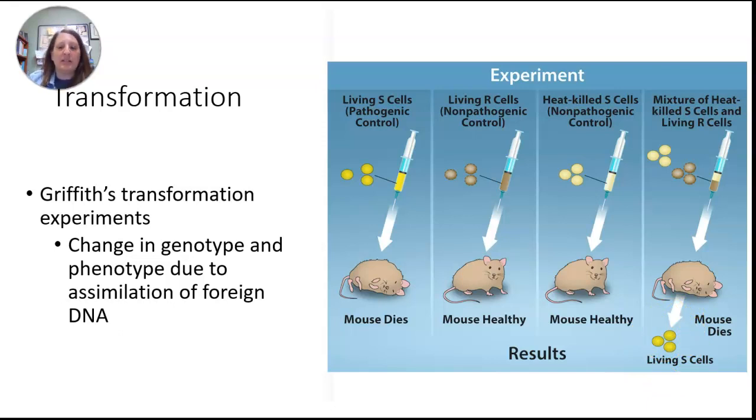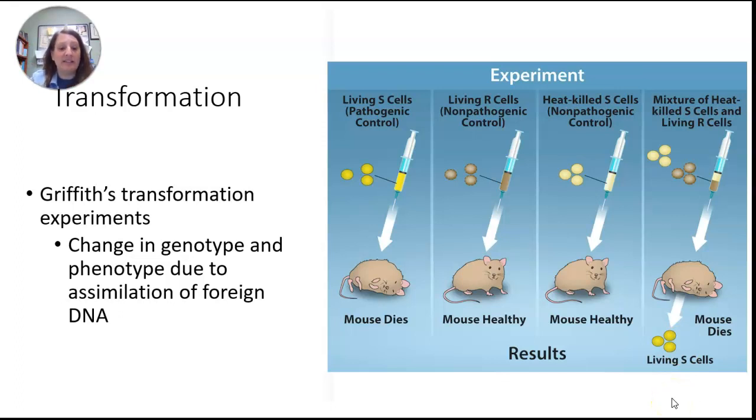So again, this is called transformation. And so what happened here is the non-pathogenic bacteria picked up DNA from the pathogenic bacteria that were dead. They picked it up and they expressed it. And so they were transformed. And so that means that they had a change in genotype. They picked up foreign DNA. And they had a change in phenotype. They were now pathogenic themselves. Okay, so again, no one had showed this before Griffith.